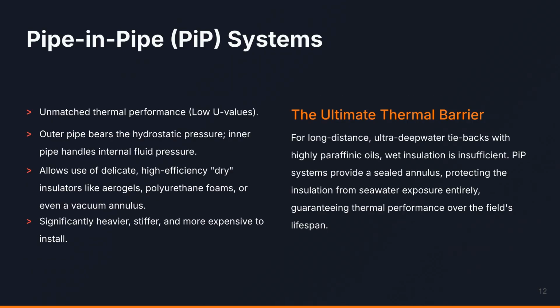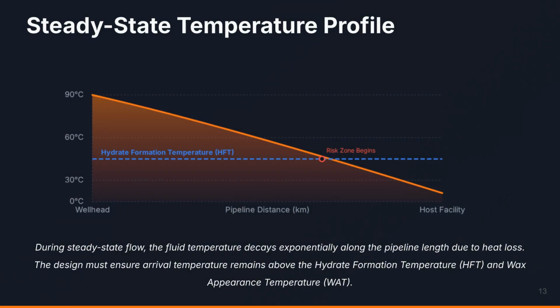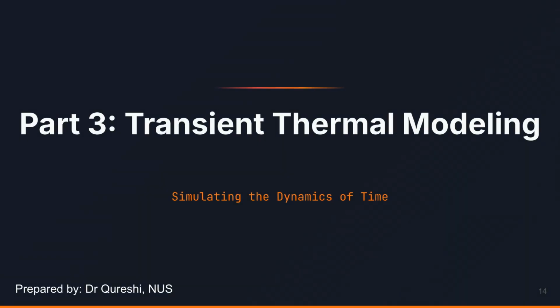For ultra-deep water, pipe-in-pipe systems are the ultimate thermal barrier, protecting dry insulators within a sealed annulus, though they come with higher costs and installation complexity. During steady-state flow, fluid temperature decays exponentially. Designs must ensure the arrival temperature stays above the critical hydrate or wax formation temperatures. Finally, Part 3 introduces transient thermal modeling to simulate the dynamics of time.